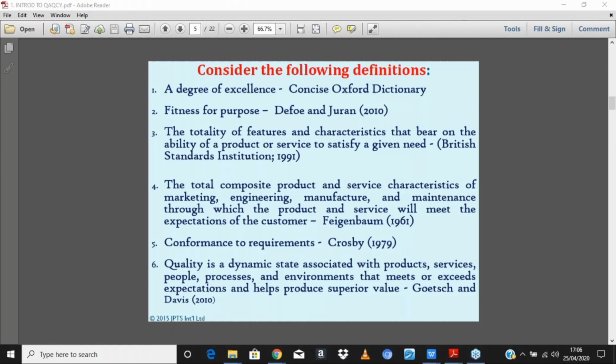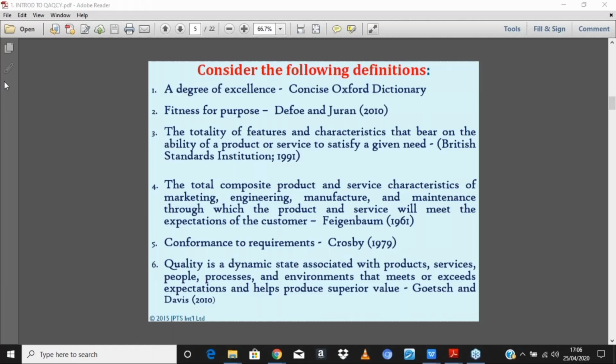Gotch and Davis said that quality is in a dynamic state. That is very important. Gotch brought the issue of dynamism when it came to quality. And by dynamism, he means that quality will ever be improving. Quality will ever be going and getting better. So quality is in a dynamic state.